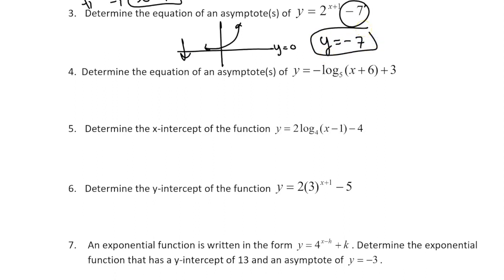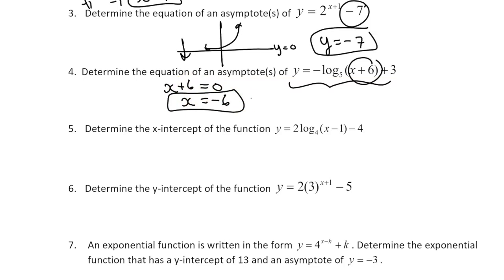Determine the equation of the asymptote of this log function right here. Well, you know that x plus 6 is the part that has your restrictions. And if you make that equal to 0, that's where you could find your asymptote, and it'll be at the equation x equals negative 6.